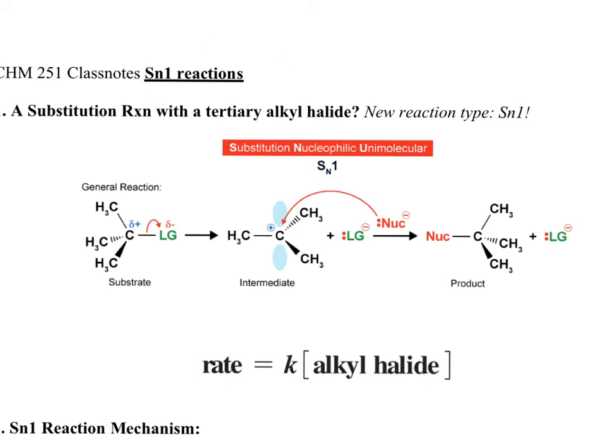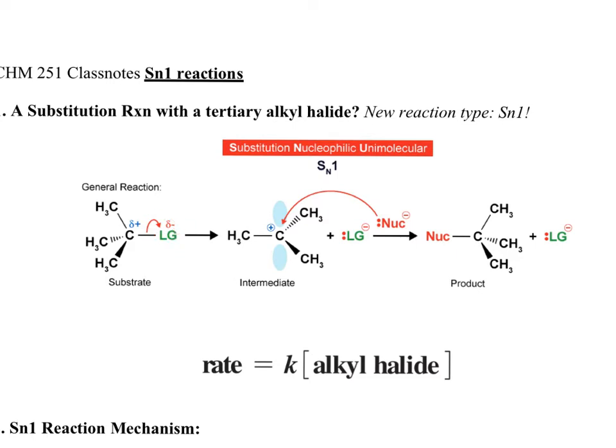SN1. So, an SN1 reaction. Substitution, nucleophilic, unimolecular. Unimolecular means only one species is involved in the rate-determining step, and that's the alkyl halide, the electrophile. What happens in an SN1 reaction? There's a substitution, right? But the first step is the leaving group leaves, right?